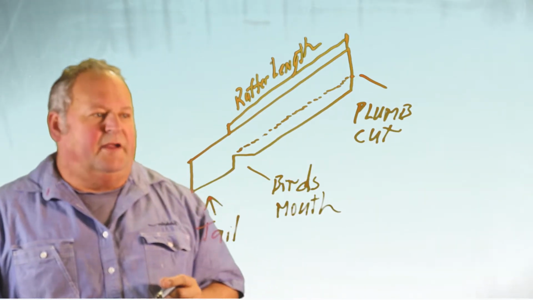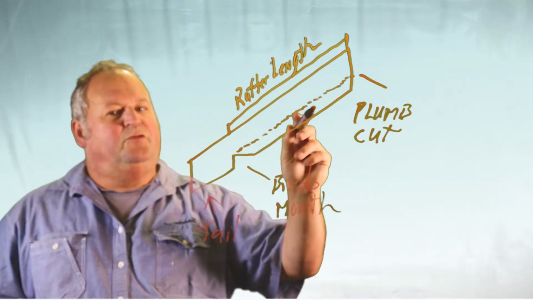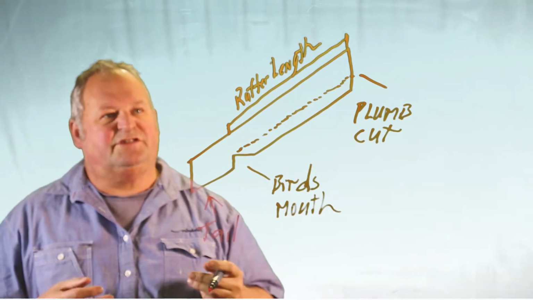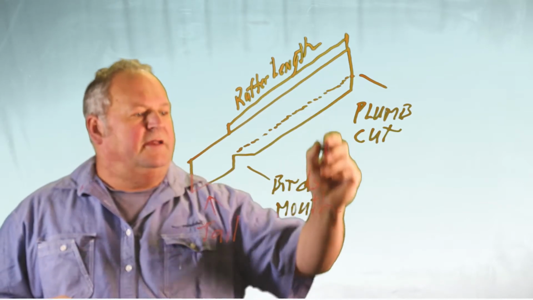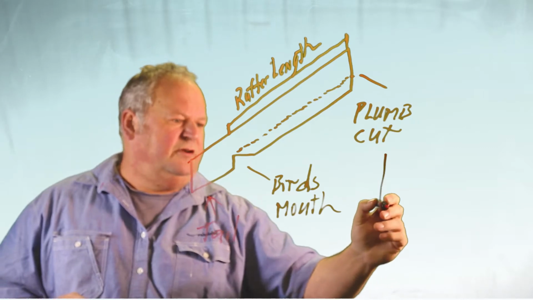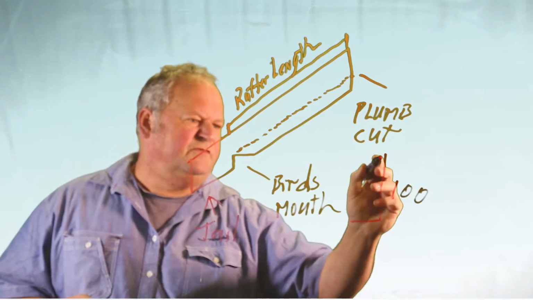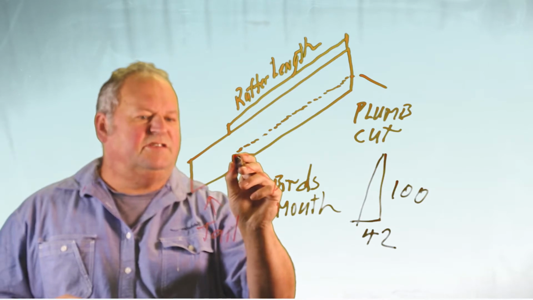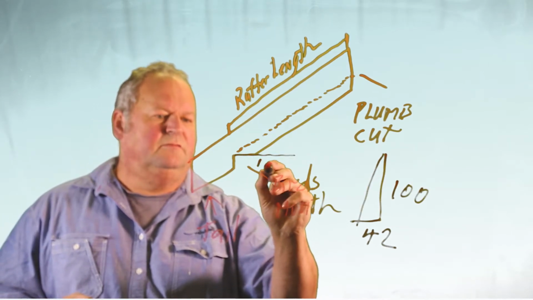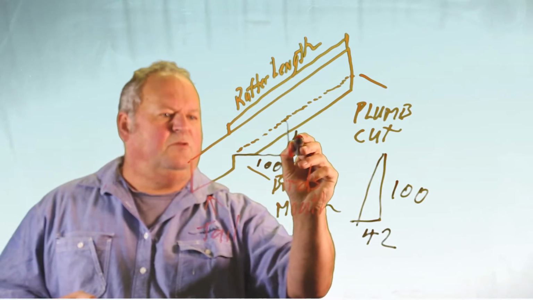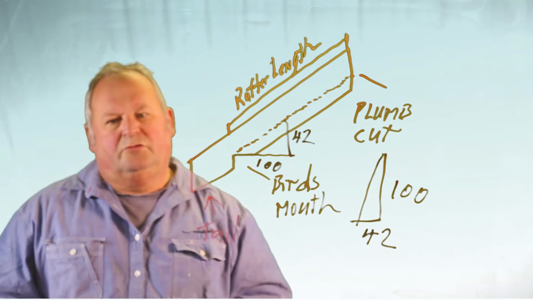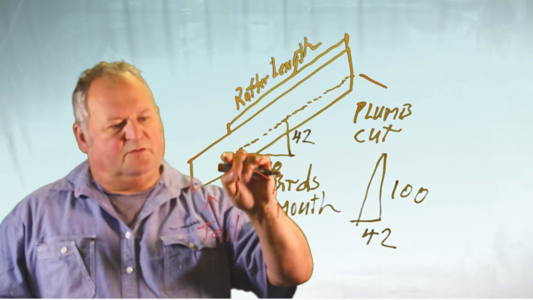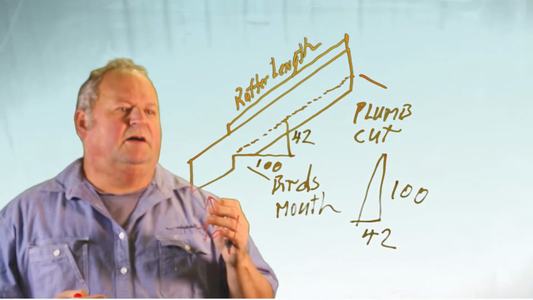Another point worth remembering, the rise in the roof is the same as the plumb cut. So if we're doing something like 22.78 degrees and it's down 100 and across 42, then the same thing applies here. So we can come across 100 and up, that there will be 42. So the rise of the roof is the same as the plumb cut, and at the bird's mouth you can only take a third maximum. You can always have a smaller one, it doesn't matter.